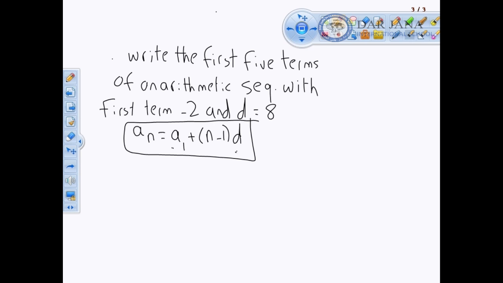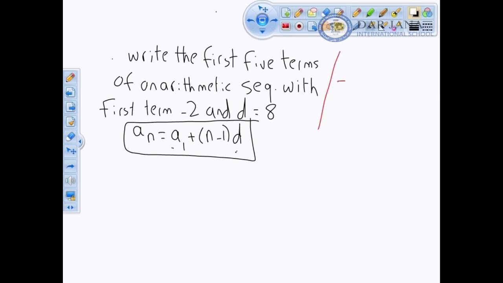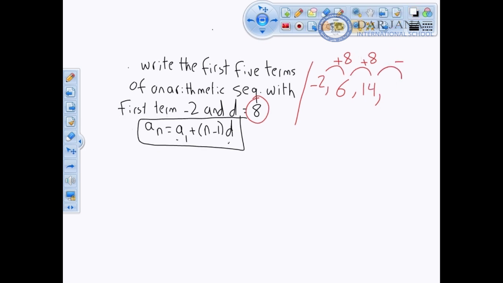Going back to this example, if the first term was -2, I need to add every time 8 to get the next terms. So -2 plus 8 is 6. Then we add 8, 14. We add 8, 22. Then we add 8, it's 30. These are the first 5 terms. This rule will help me in finding any term I need if I have the first term and common difference.